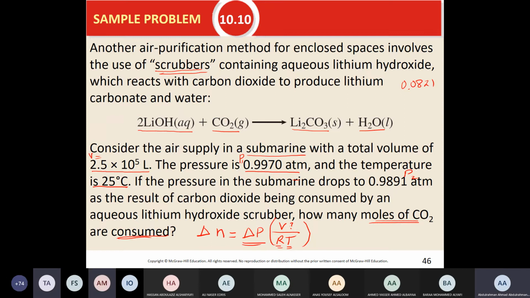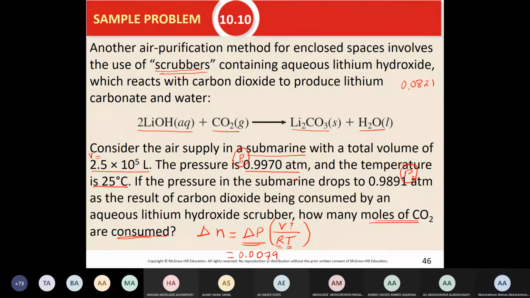We'll subtract 0.9970 minus 0.9891, P1 minus P2. Give me an answer. 80.68. Yes, that's correct. And delta P is 0.0079. Yes. Subtract them, it should be like this. 0.0079.